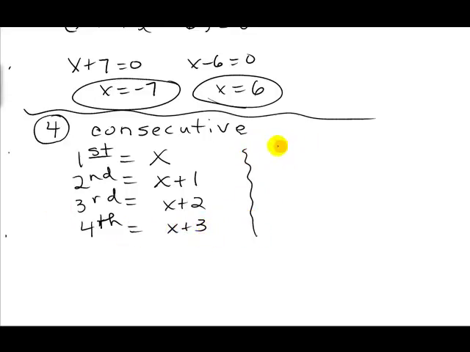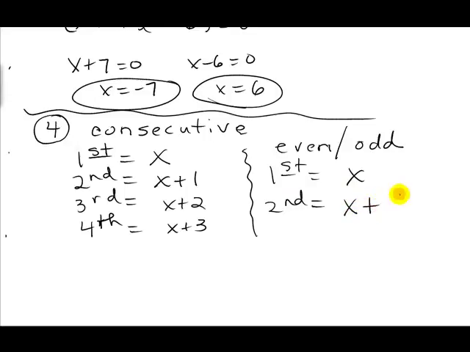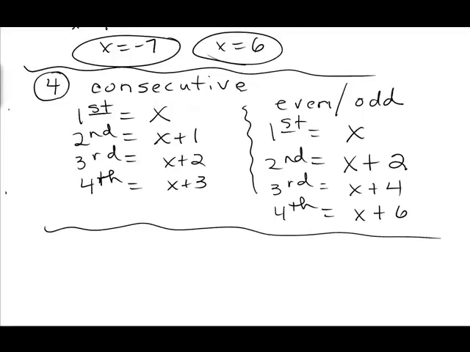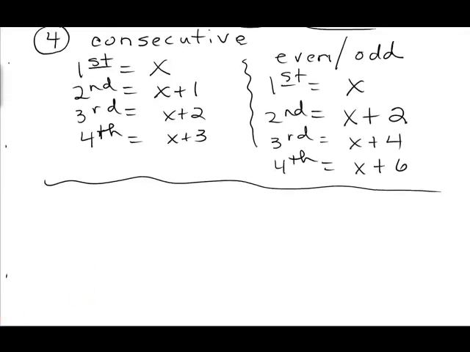If we have evens or odds, then our first number is x, but our second number is x plus 2, because even numbers or odd numbers are 2 apart. Our third number would be x plus 4, our fourth x plus 6, and so on. So you want to keep all of this in mind if you haven't worked with consecutive numbers before.